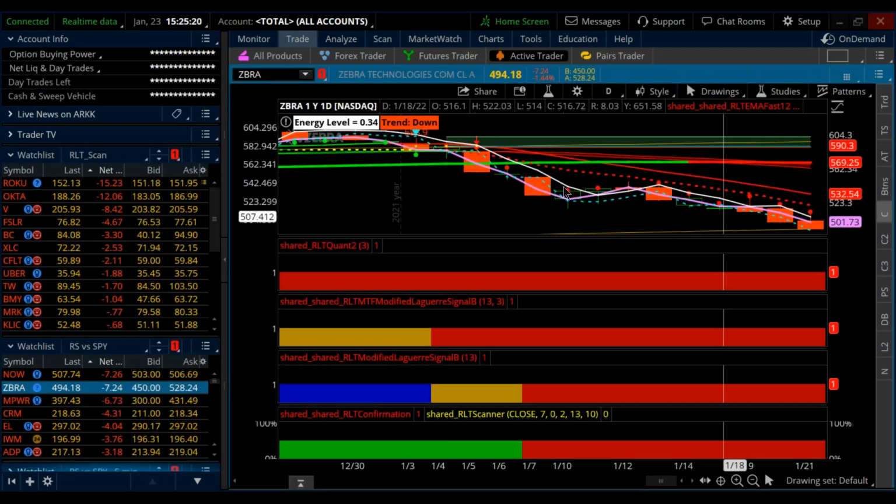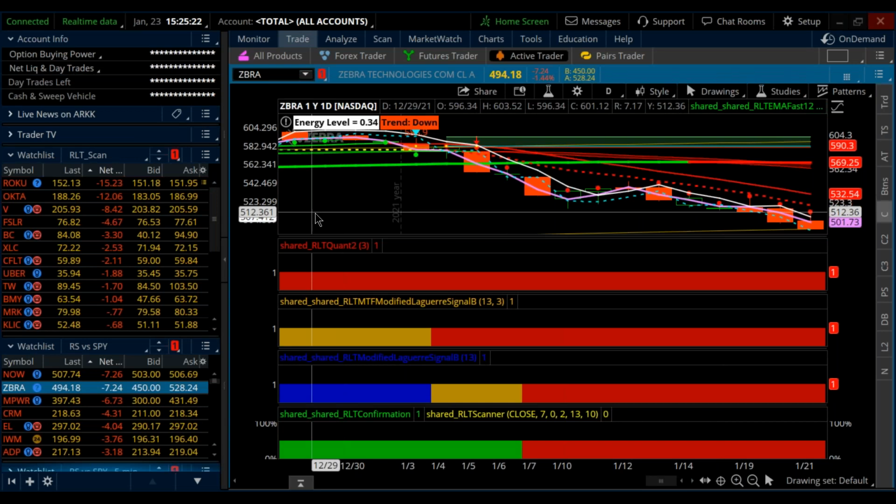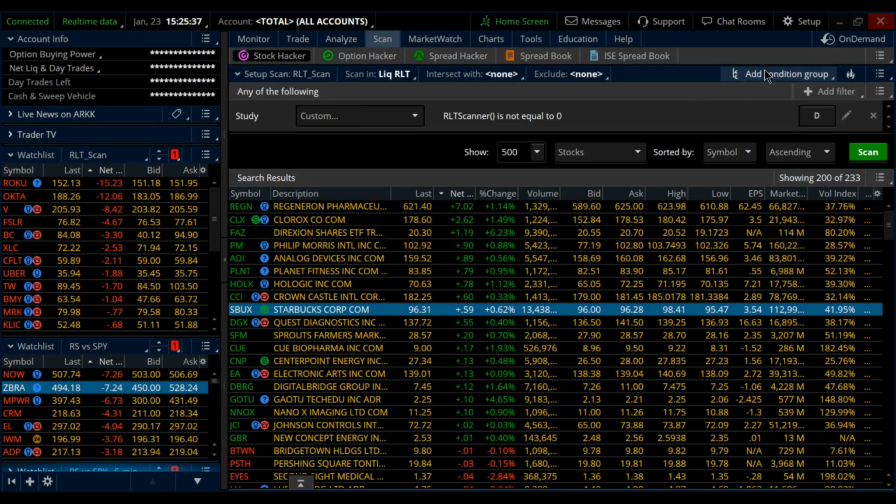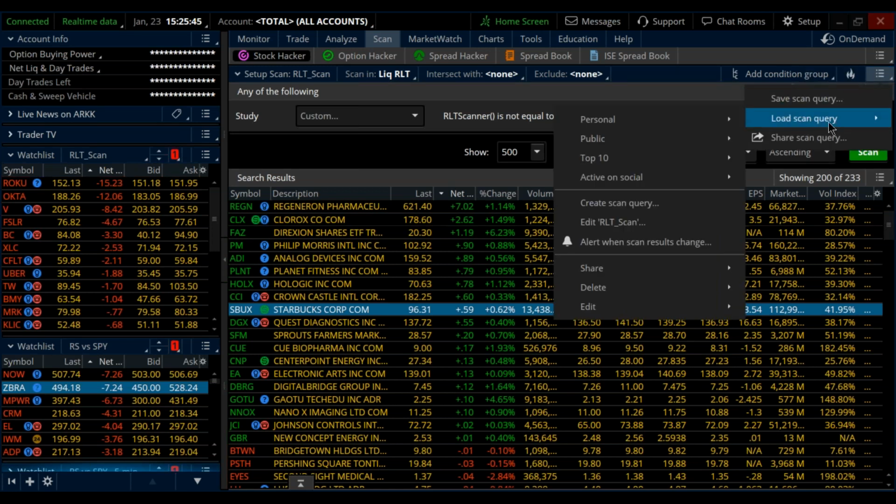Okay, that's being done. All right, so here's the Thinkorswim chart right here, and we're going to talk about the scanner. The way that you use the scanner is you go to the top line here, and there's a scan tab. You hit scan, and over here to the right, the second set of three lines down, click on that, and it says load scan query. So this is going to load the particular scan that you're looking for.